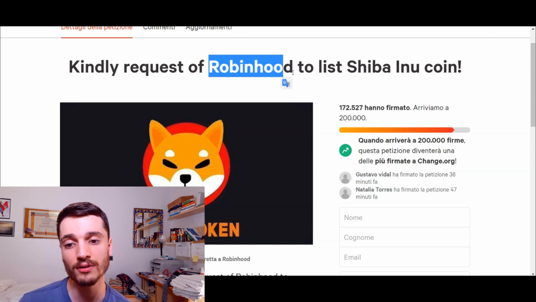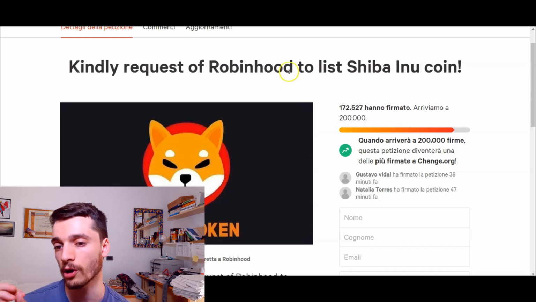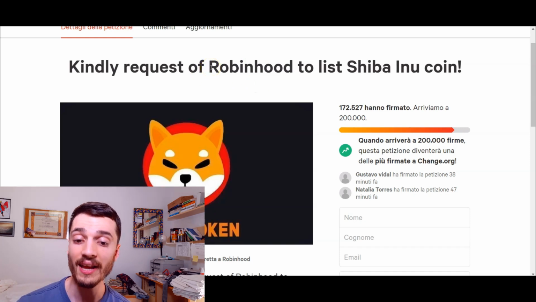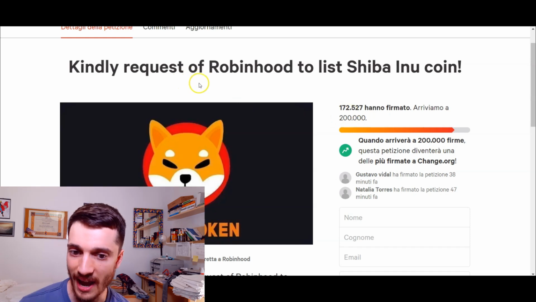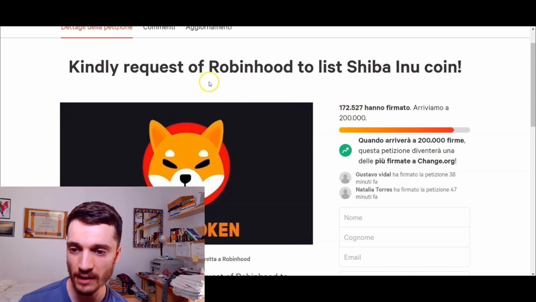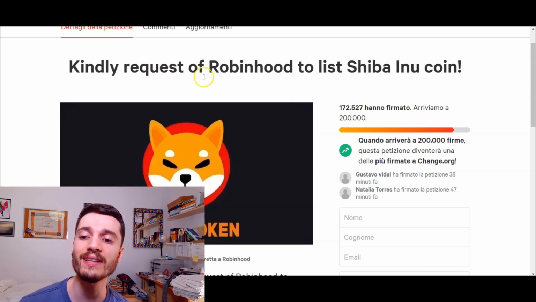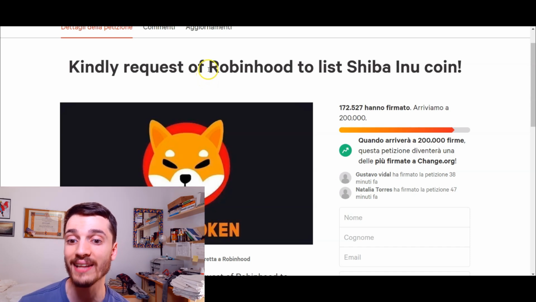It's all part of the massive Shiba Inu plan, and to be honest, I'm not sure if it will ever be listed on Coinbase, but Robinhood is probably gonna be one of the trading apps that we are gonna land on. As you can see, we have reached our goal of 172,000 signatures, and now we finally are aiming for 200,000. This is a massive goal, and to be honest, I'm gonna leave it in the description for you to go and sign, because we really need to get this going.